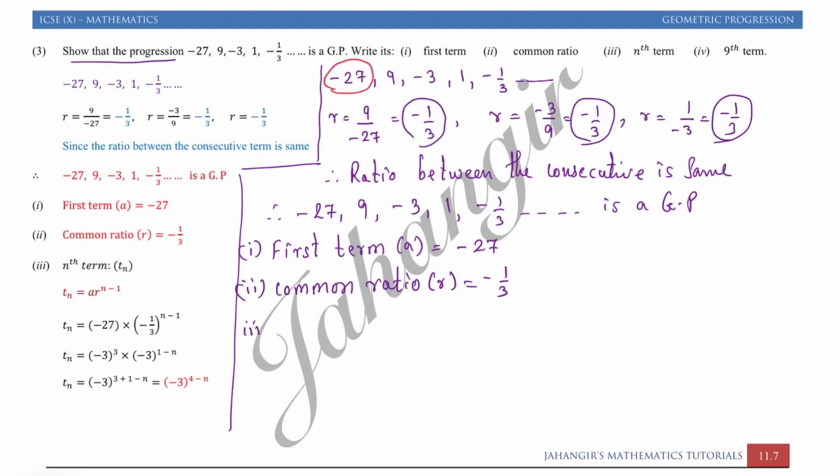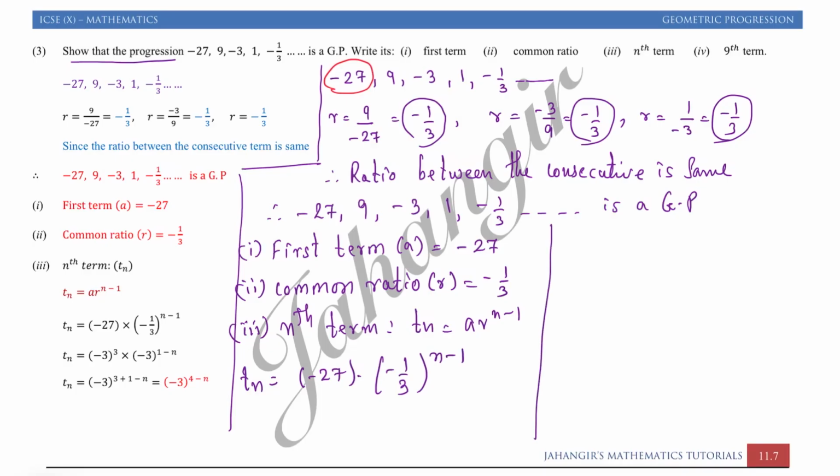Now third में we have to find nth term. So nth term is what? Tn. उसका formula is a into r raised to n minus 1. So we will just substitute all values whichever we got. A is minus 27 into minus 1 upon 3 raised to n minus 1. So here you can write Tn is equal to minus 27 को you can write minus 3 raised to 3 into 1 upon minus 3 raised to n minus 1. You can write like this.